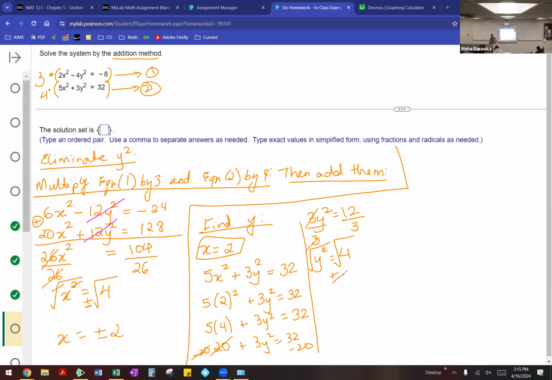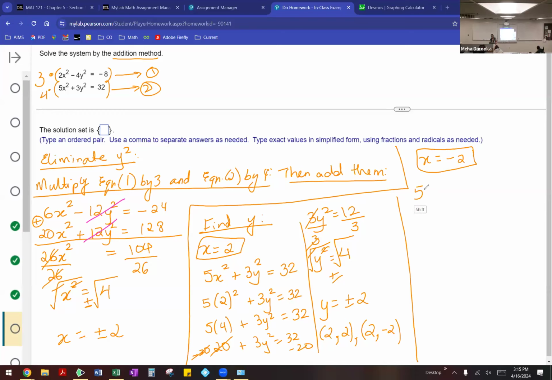Yeah, same thing. The square root on y squared gives us y equals positive or negative 2. Now remember, guys, we started out with 1 x value, which ended up giving you 2 y values. So x was 2 with positive 2 for the y, and x was still 2 with negative 2. So from 1 x value, you came up with 2 ordered pairs. And then we still have to do the x equals negative 2 part to find the other 2 ordered pairs.